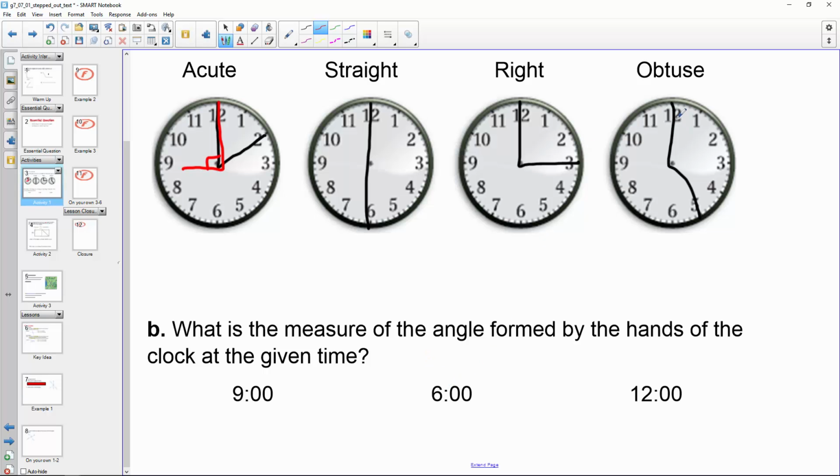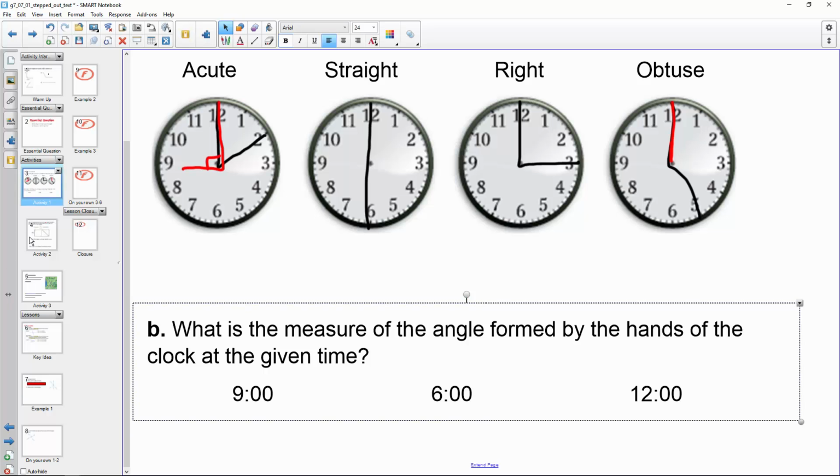12 o'clock, that also is a straight line, right? I mean, it's half a line, so I guess I'm not sure what it would be there. But in any case, definitely the 9 and 6 we have down here. That's what they would be.